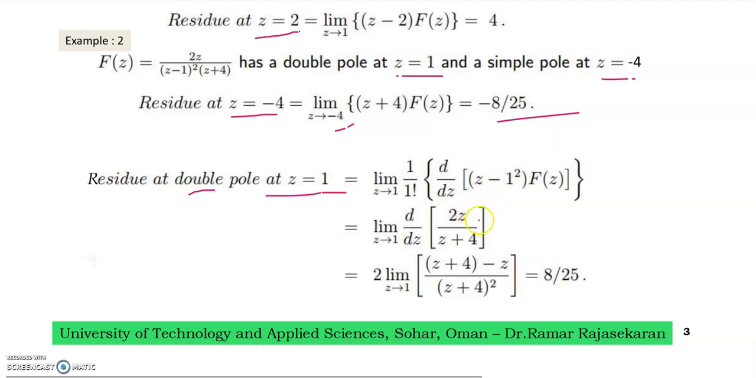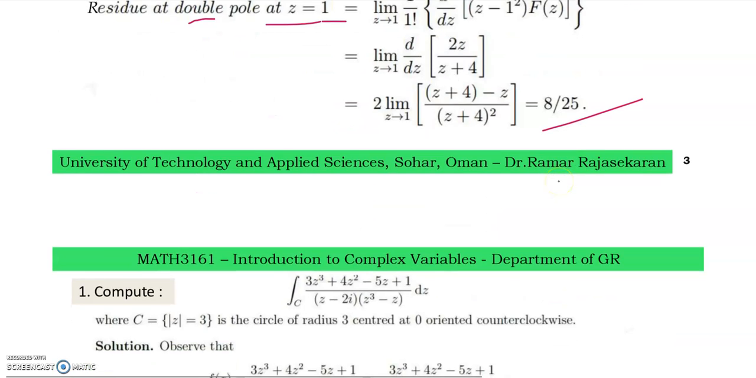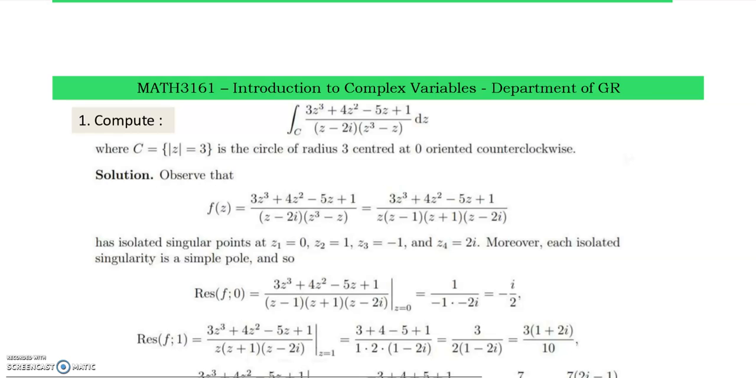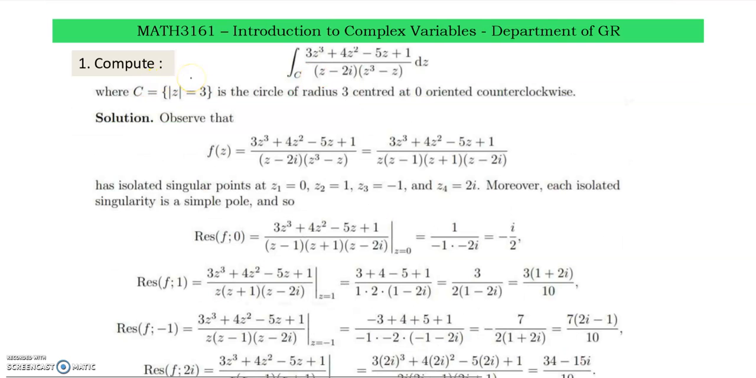So the remaining value is 2z over z plus 4. So that is 2 times the limit as z tends to 1. Then you substitute z equal to 1. Here you will get the value 8 divided by 25. That's it. These two examples show how to find the residue at a simple pole and at a pole of order more than 1. Now you see the first question.